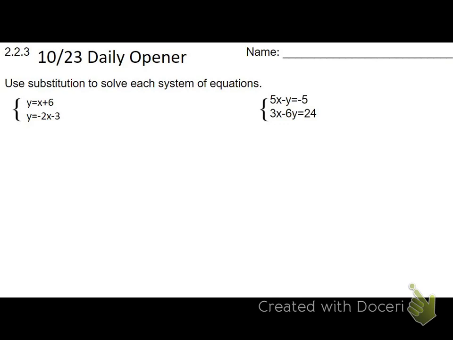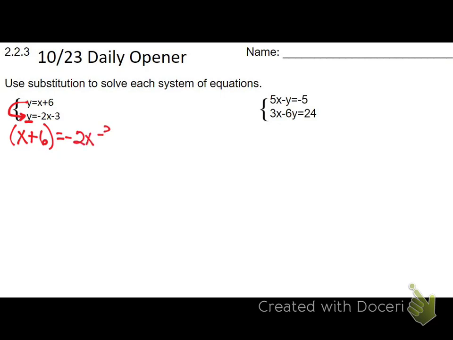Take the little one. Okay, which one would you take? Y equals x plus 6. And what would you do with that? Put it in for the y down below? Yeah. So when I see the y down below, what do I substitute in place of it? Y equals x plus 6, but put in parentheses. Okay, then what? What's the rest of your equation? Equals negative 2x minus 3.